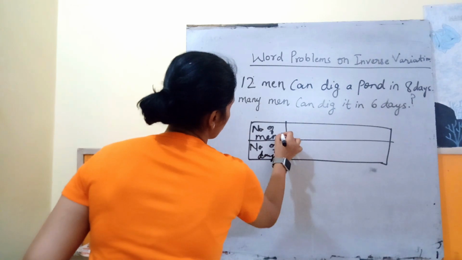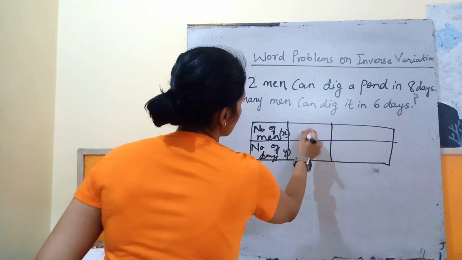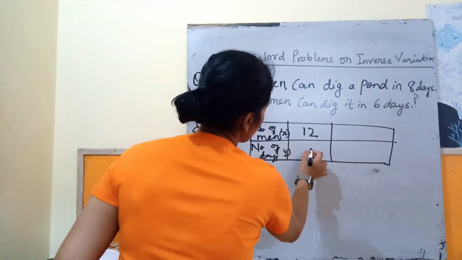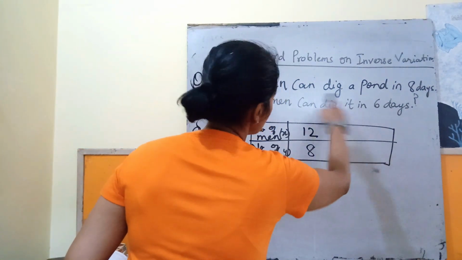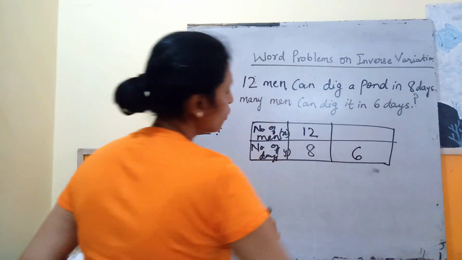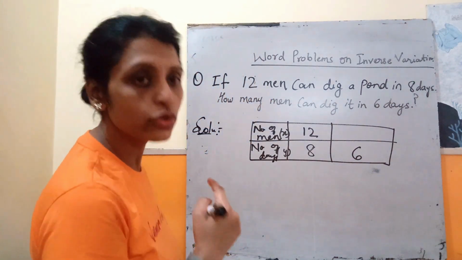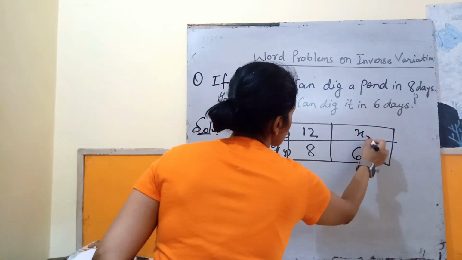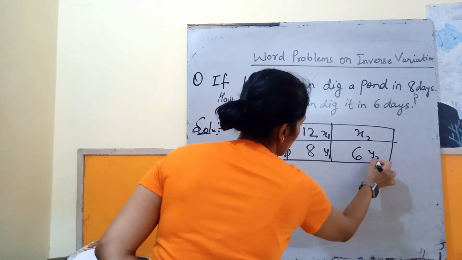So number of men can be considered as x, and number of men as first is 12. When we hire 12 men, they dig a pond in 8 days. So when the work has to be done in 6 days, we don't know the number of men that we have to hire, and that is the quantity that we need to find out. So let it be x2. It is x1, this is y1, this is x2 and this is y2.